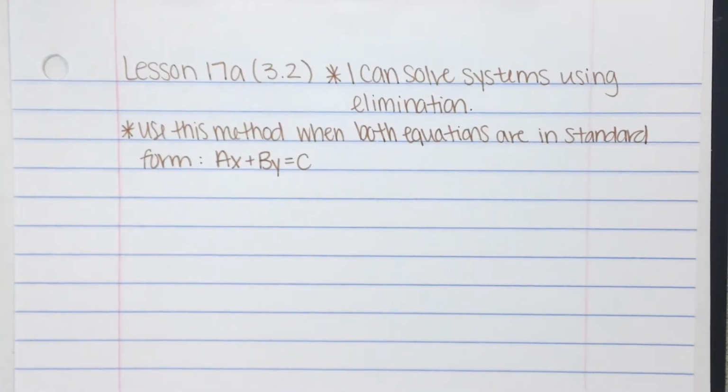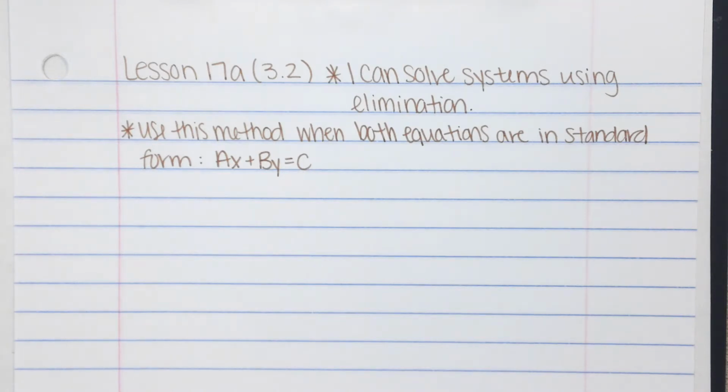Okay, today we're going to look at lesson 17A. So we have a few lessons between 17 and 18, so we're going to label them A, B, and C just because they're all kind of in the same section. And so we want to keep them all together. So our learning objective for today is I can solve systems using elimination.